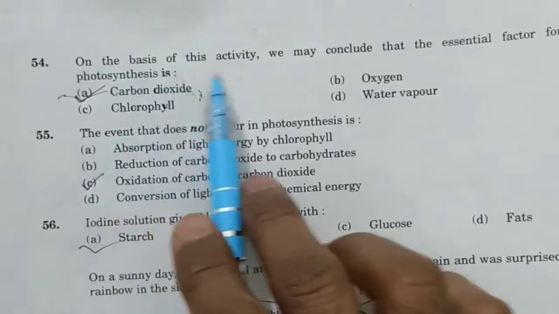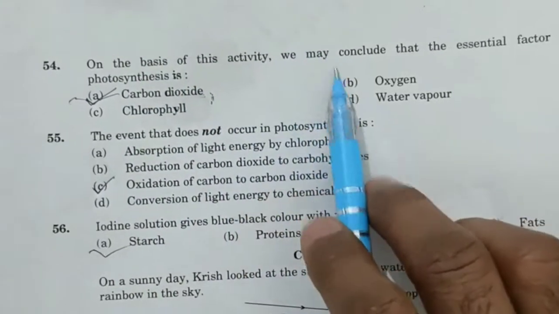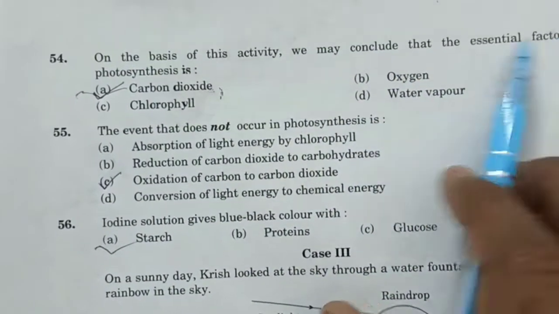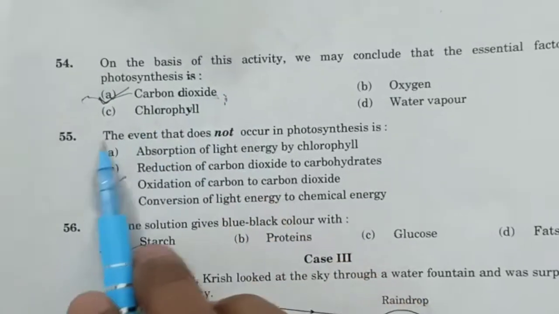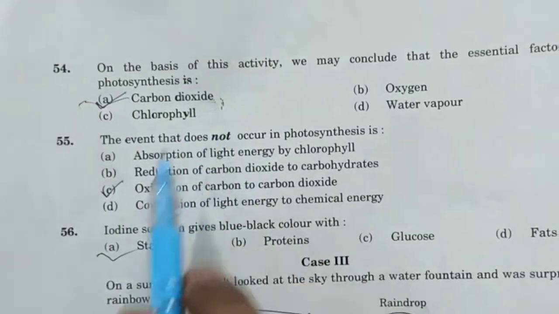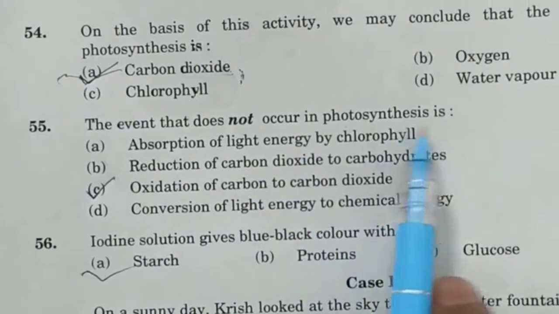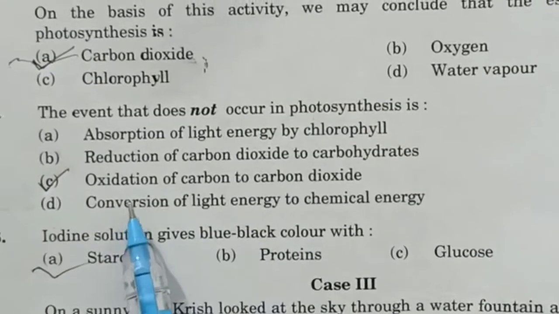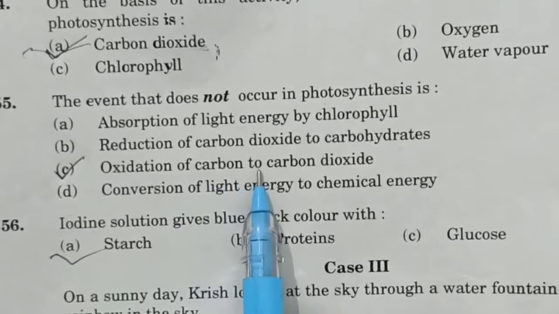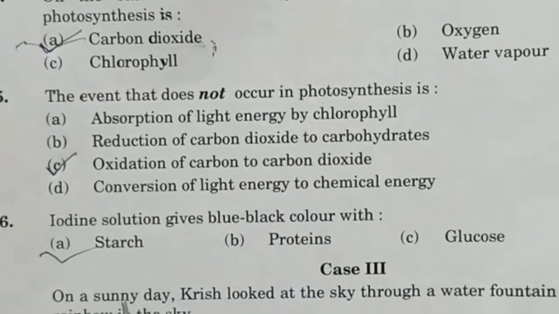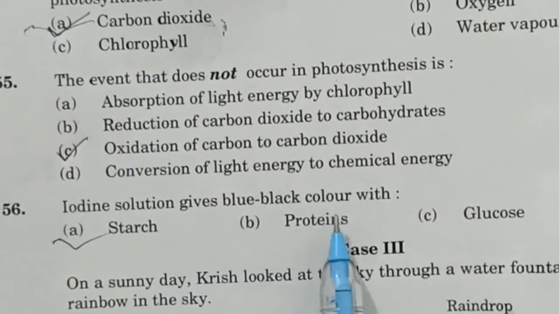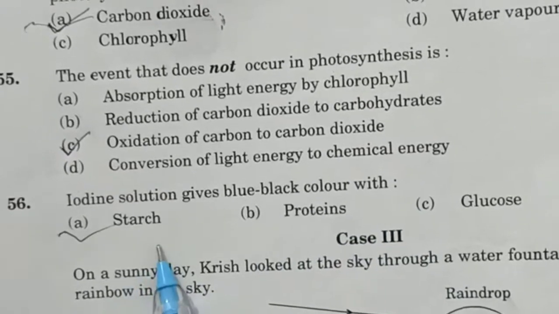Now 54, on the basis of this activity we may conclude that the essential factor for photosynthesis is, its answer is A, carbon dioxide. Okay. Now 55, the event that does not occur in photosynthesis is, its answer is C, oxidation of carbon to carbon dioxide. Now 56, iodine solution gives a blue black color with, its answer is A, starch.